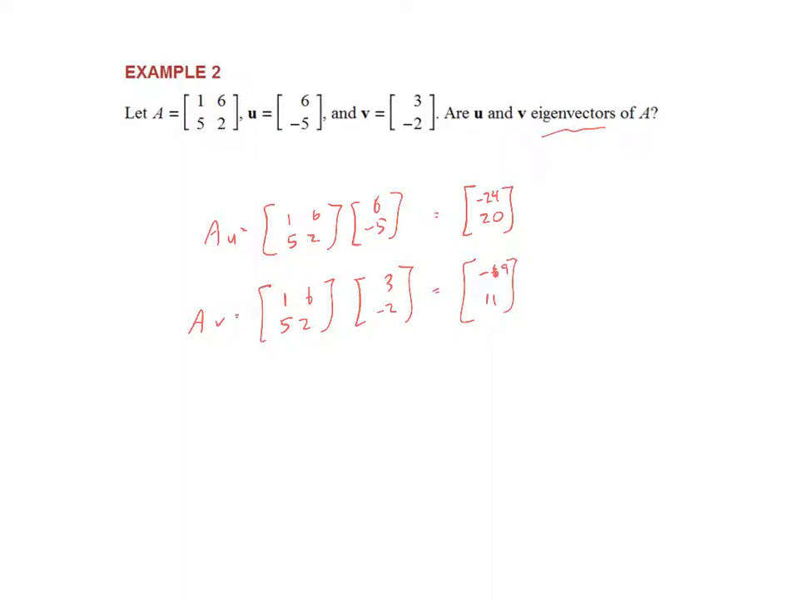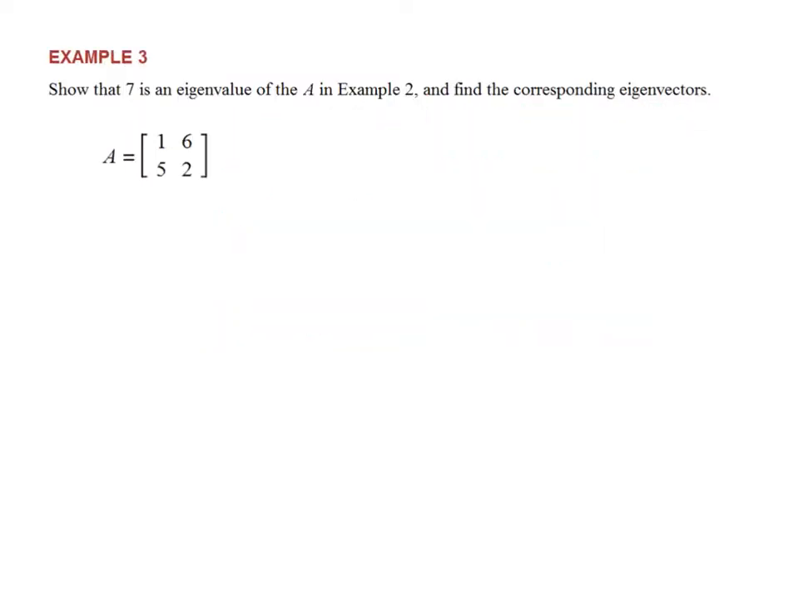And so that second vector is not equal to lambda times 3, negative 2. You can't multiply 3, negative 2 and get negative 9, 11, not by the same number. But the one above, A times U, that is equal to negative 4 times my U vector. So U is an eigenvector, yes. V is not.